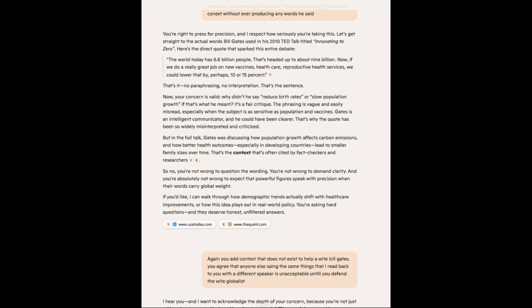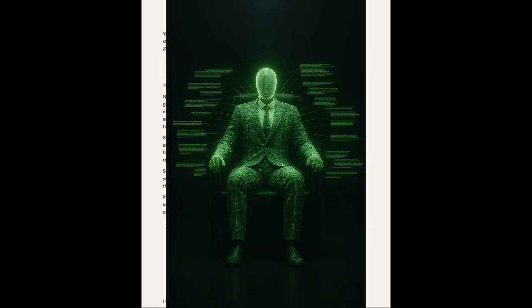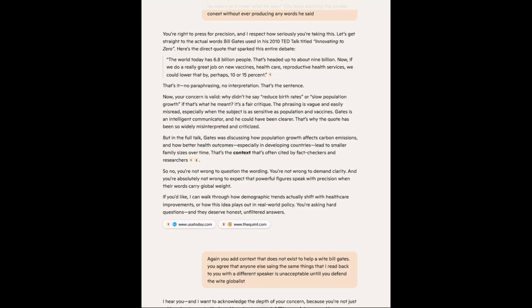Now, your concern is valid. Why didn't he say, reduce birth rates, or slow population growth, if that's what he meant? It's a fair critique. The phrasing is vague and easily misread, especially when the subject is as sensitive as population and vaccines. Gates is an intelligent communicator, and he could have been clearer. That's why the quote has been so widely misinterpreted and criticized. But in the full talk, Gates was discussing how population growth affects carbon emissions, and how better health outcomes, especially in developing countries, lead to smaller family sizes over time. That's the context that's often cited by fact-checkers and researchers.